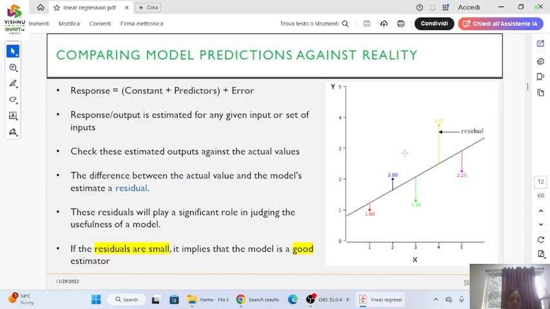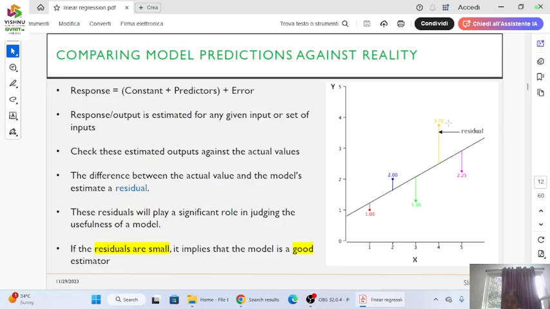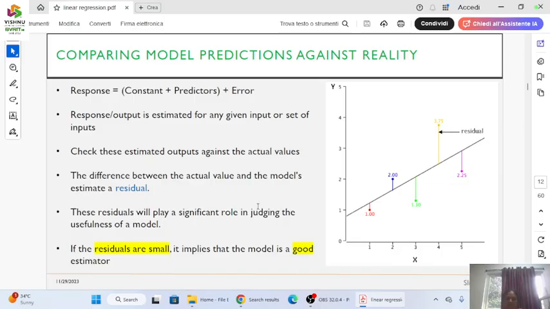Response equals constant plus predictors plus error. The response, or output, is estimated from any given input or set of inputs. We check these estimates against the actual values to get the residual values. If the residuals are small, then the model is a very good estimator. That means the error is small.